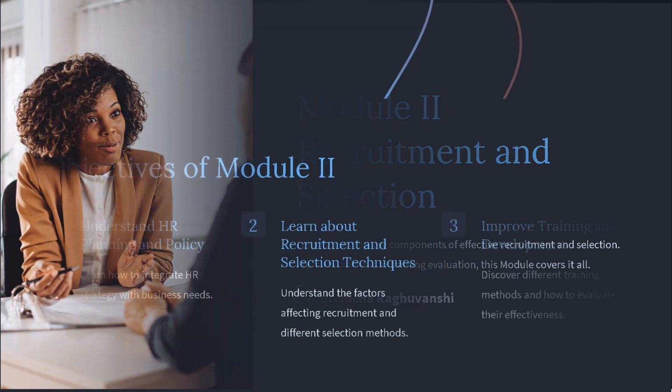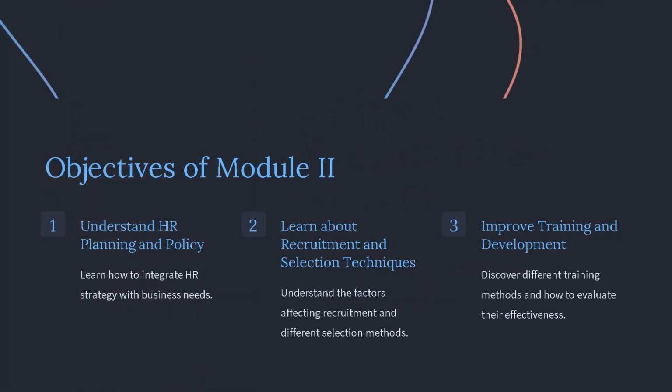Now, in simple terms, this module is going to focus on three very important aspects of HRM. The first is understanding HR planning and policy, that is human resource planning and policy. In this we are going to learn how to integrate HR strategy with the business needs and the business requirements.